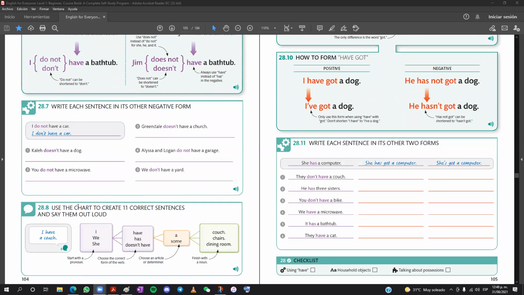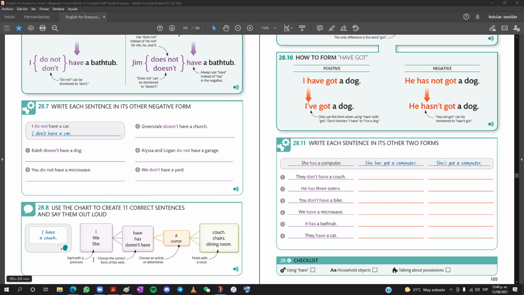Ahora. Use the chart to create 11 correct sentences and say them out loud. Usa la gráfica para crear 11 enunciados correctos y dilos en voz alta. I have a couch. Tengo un sofá. Entonces, tenemos aquí I, we, she. Let's start with the pronoun. Yo, nosotros, ella, para iniciar como pronombre. Have, has, doesn't have. Tengo, tiene, no tiene.